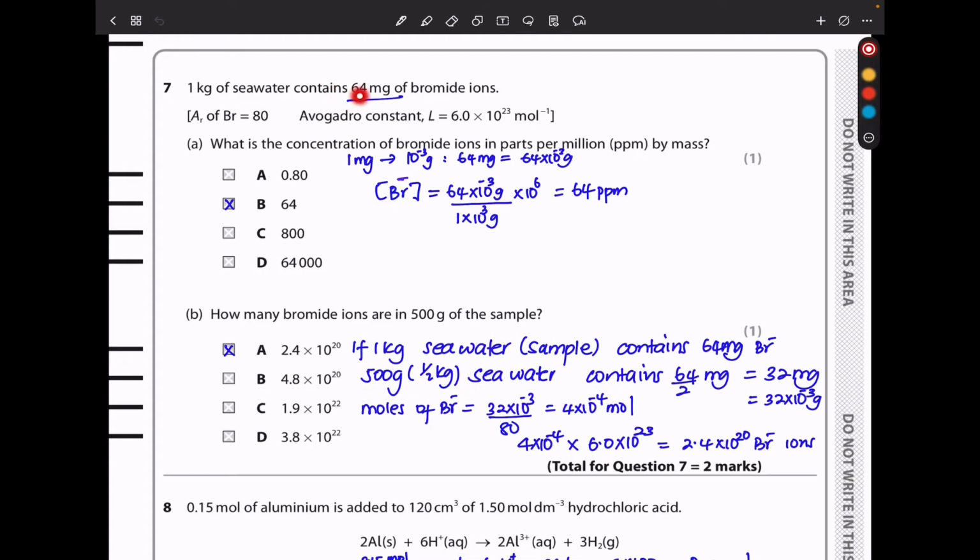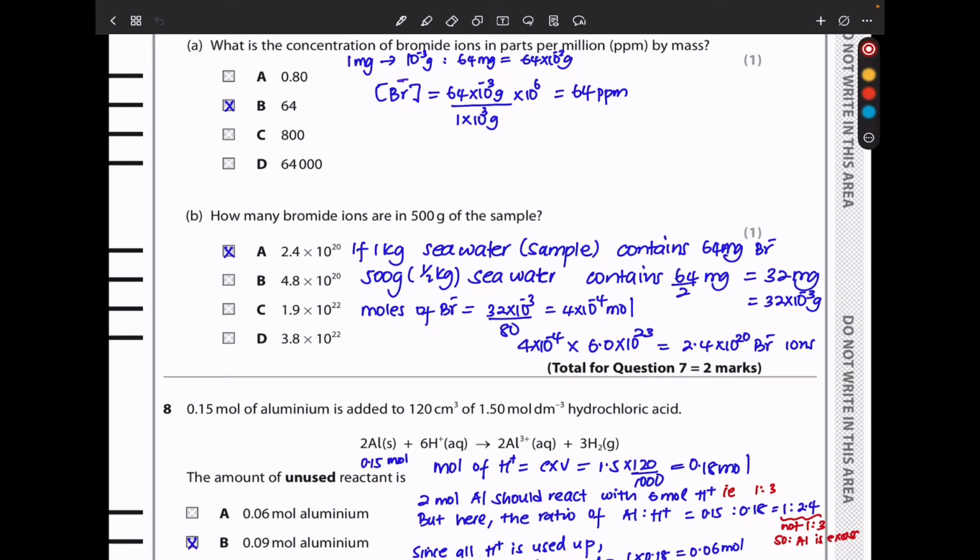Question 7. 1 kilogram of seawater contains 64 milligrams of bromide ions. They've given us the AR of bromine atom as well as Avogadro's constant, and they say what is the concentration of bromide ions in parts per million by mass. Since 1 kilogram of seawater contains that, and 1 milligram is 10 power negative 3 grams, 64 milligrams should be 64 times 10 power negative 3 grams. So the concentration of bromide ions should be the mass of bromide ions divided by the mass of seawater times 10 power 6, which gives us 64 ppm, so my answer should be B.